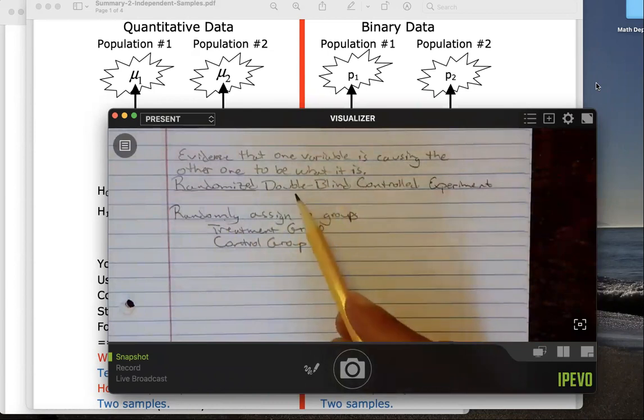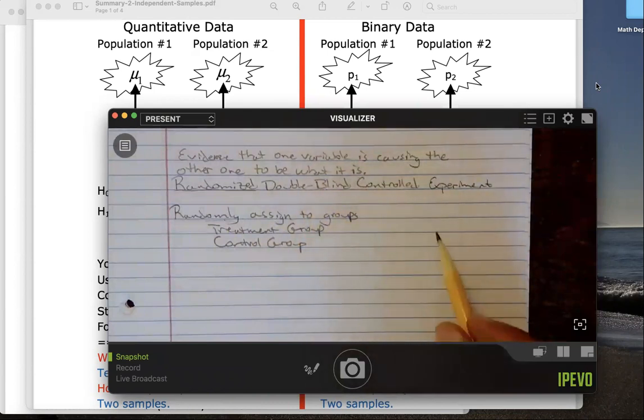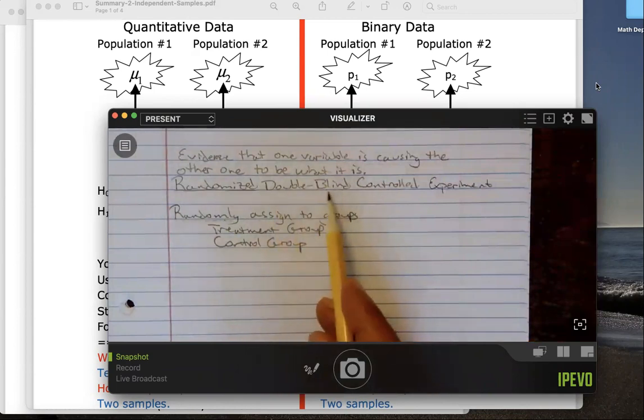Now, let's talk about the double blind. Well, first of all, we're not letting these participants know which group we're assigning them to. And we're certainly not going to let them know there's a control group, that some people aren't actually getting the treatment. They just think they are. They don't need to know that. We're going to keep them blind to the fact.